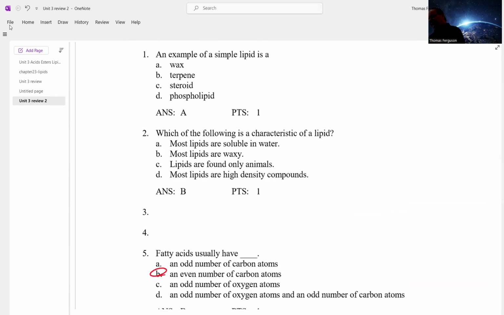Now, an example of a simple lipid, the answer obviously is wax, but it could be a steroid too. They're non-saponifiable steroid lipids, because there's no ester in there, but it's still simple though.